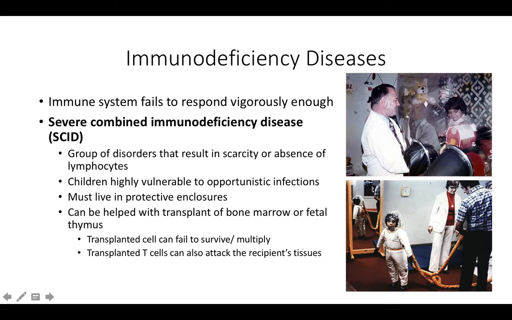So this disease can be helped with transplants of bone marrow or the fetal thymus, because those are 2 really important lymphatic organs involved in the development of lymphocytes. But they're not always 100% effective, and the reasons for that are that transplanted cells can sometimes fail to survive or to replicate, and also T cells that are transplanted, let's just say in bone marrow from somebody who's healthy, can come into the body and attack the recipient's tissues.